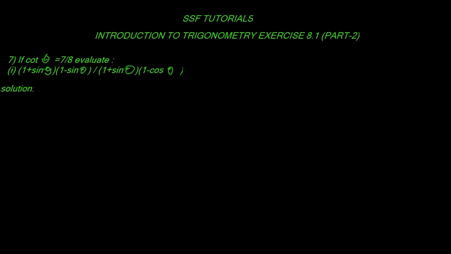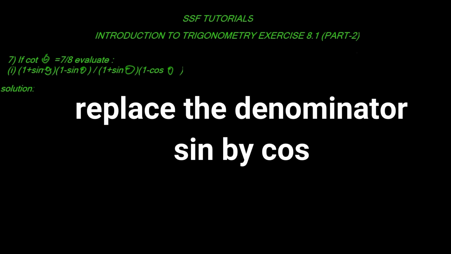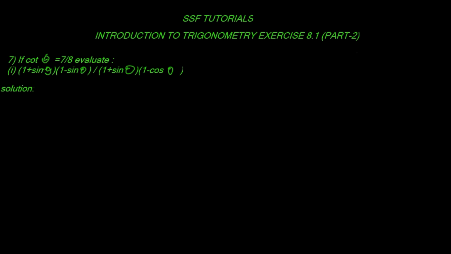Now let's start with question number 7, which says that cot theta is equal to 7 by 8. We have to evaluate the expression (1 plus sin theta)(1 minus sin theta) divided by (1 plus cos theta)(1 minus cos theta). Let's draw a relevant diagram for the question. Now let's name the triangle as A, B and C.